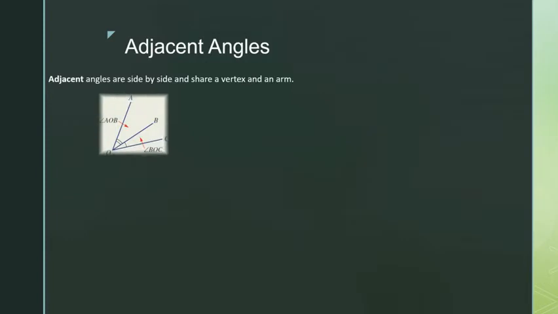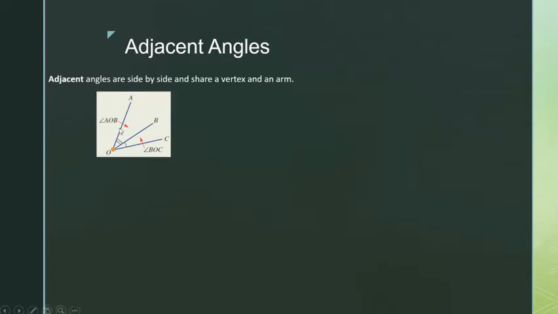So as we look at this image, we can see two angles, AOB and angle BOC. These are side by side. But more than being side by side, they have to share a vertex. The vertex is the point here. So they do share this vertex, and they also have to share an arm.